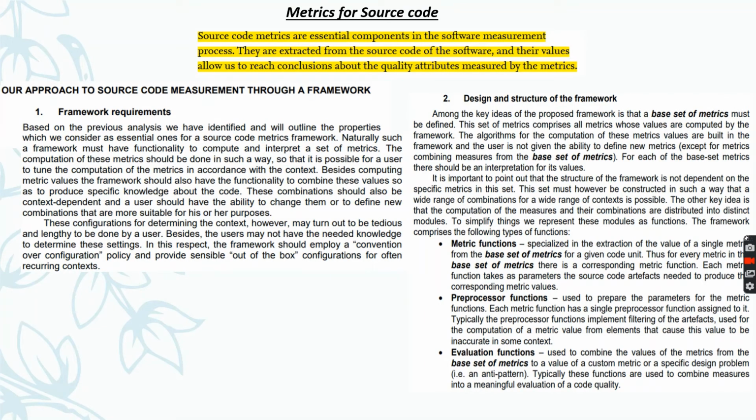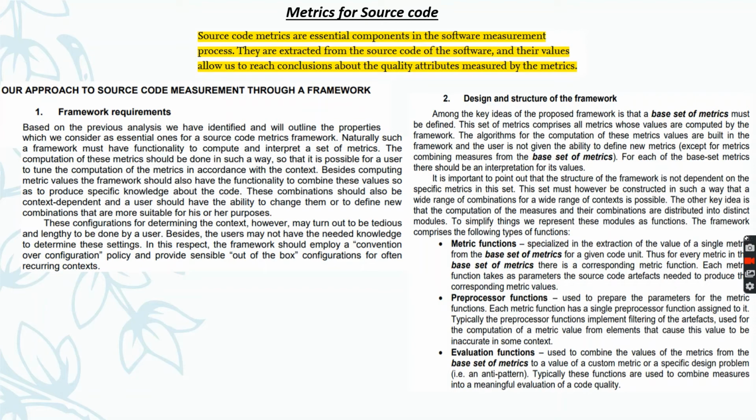Now we move forward to know the metrics for source code. Source code metrics are essential components in the software measurement process. They are extracted from the source code of the software and their values allow us to reach conclusions about the quality attributes measured by the metrics. Our approach to source code measurement is through a framework.